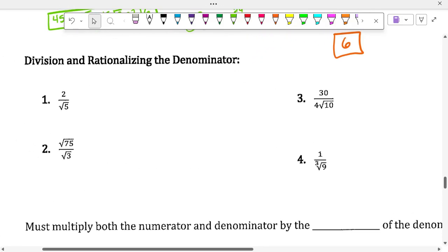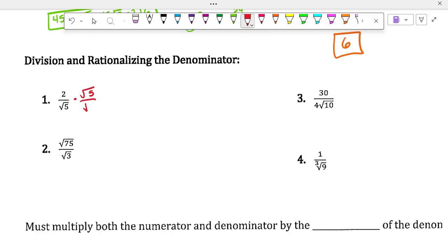Rationalizing the denominator. So remember, we talked about this in the last unit. When you rationalize the denominator, we do not like square roots in the denominator. So does anyone remember what I have to do? Multiply it by whatever's in the denominator. So for number 1, we multiply it by the square root of 5 over square root of 5. So this would be 2 square root 5 over what? 5.